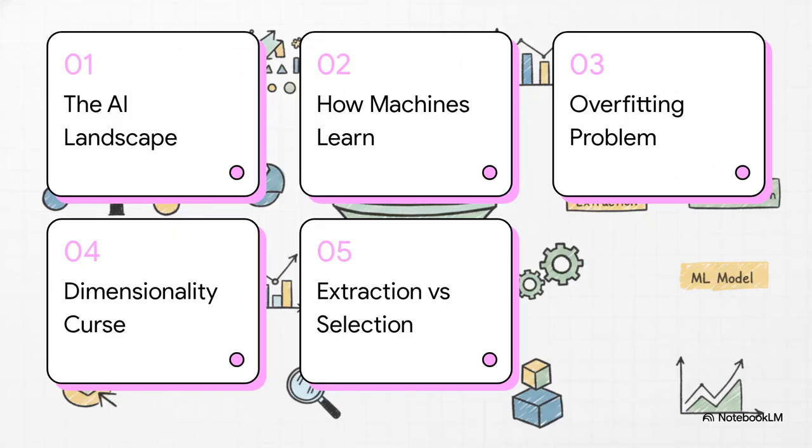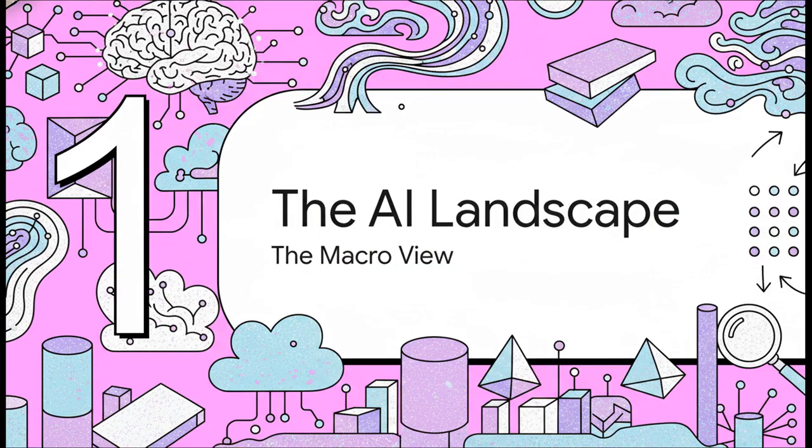So here's a quick look at our agenda for today. 1. Welcome to the AI landscape. 2. How machines actually learn. 3. The overfitting problem. 4. The curse of dimensionality. And 5. Extraction versus selection. Let's start with section 1.